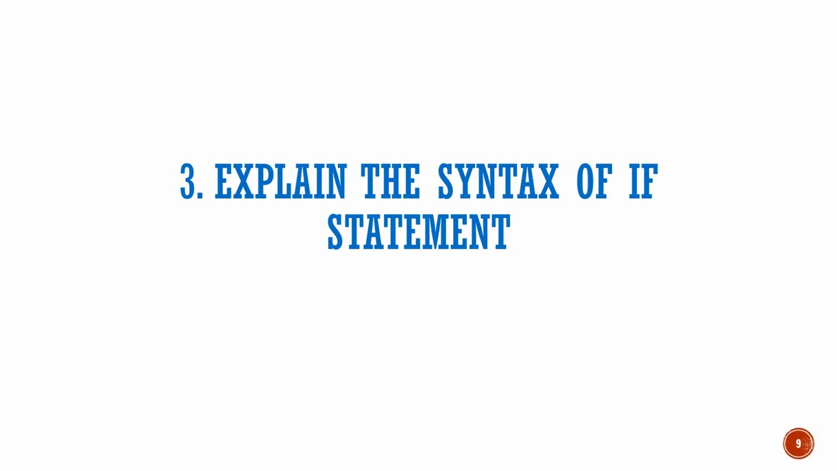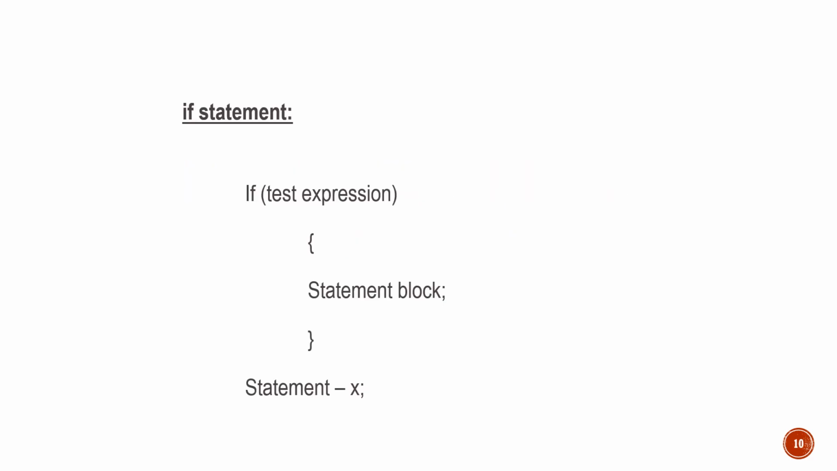Question number 3: explain the syntax of the if statement. If is a decision making statement in the C programming language. The syntax is like this: if, test expression within braces, the block of statements to be executed. So whenever the condition is true, the statement block will be executed.